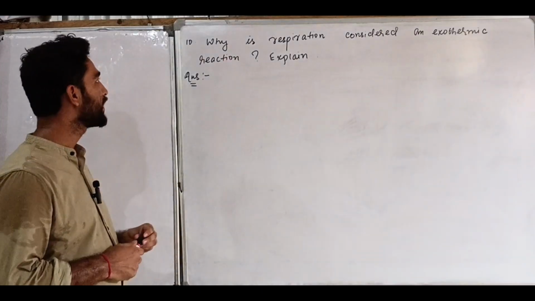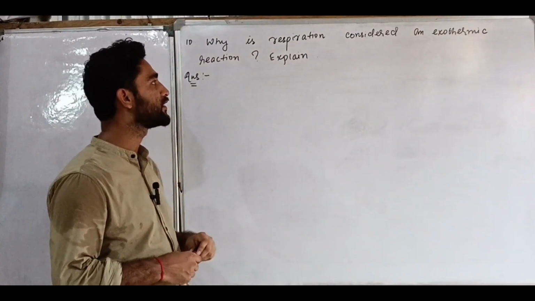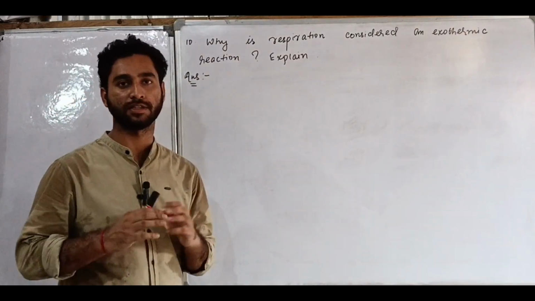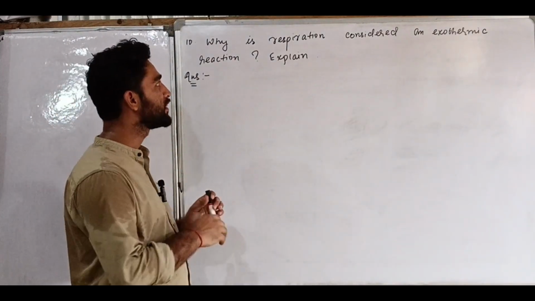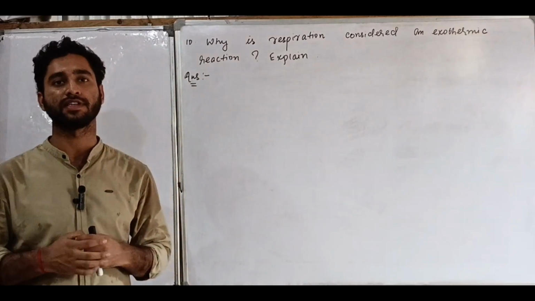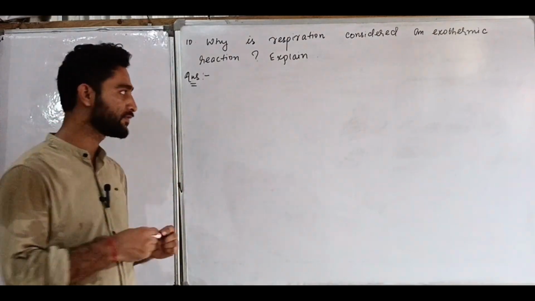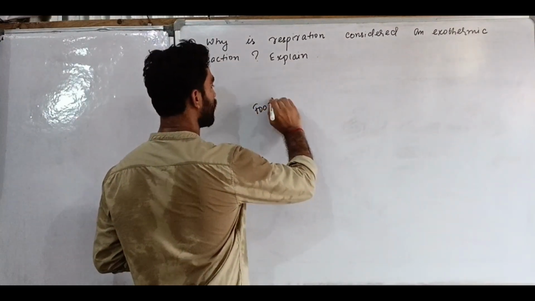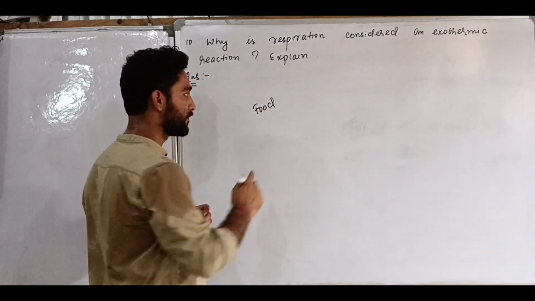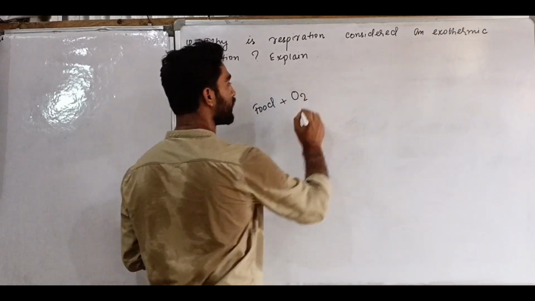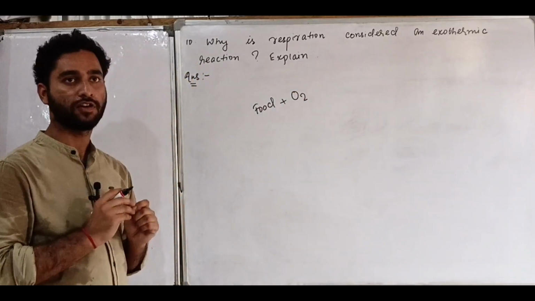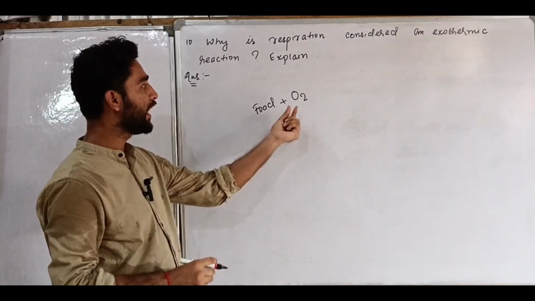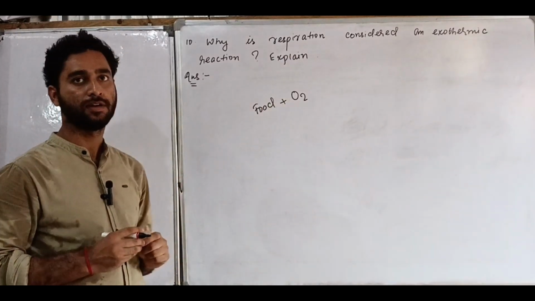Okay. Now the next question is, why is respiration considered an exothermic reaction? Explain. So first we should know what is respiration. Respiration is a biological process which takes place inside our body or inside our cells. Whenever we take the food, it ultimately goes inside the cell. Inside the cell we have one specific cell organelle, that is the mitochondria. So the food will enter into the mitochondria and oxygen also will enter inside the mitochondria.